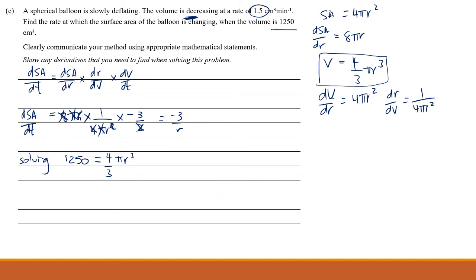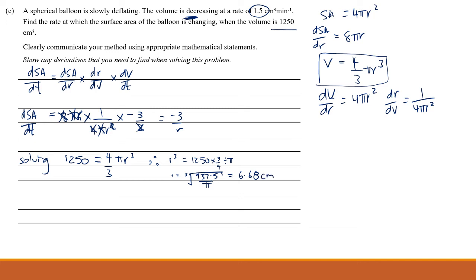So to do this, all I need to do is r cubed is going to be 1250 times 3/4 divided by pi. So r is going to be the third root of 937.5 over pi. Now that will give you an answer of 6.68, and that's in centimeters.